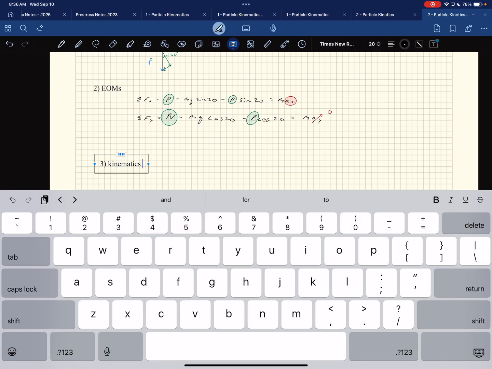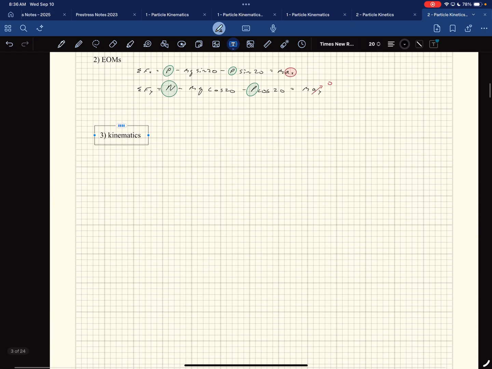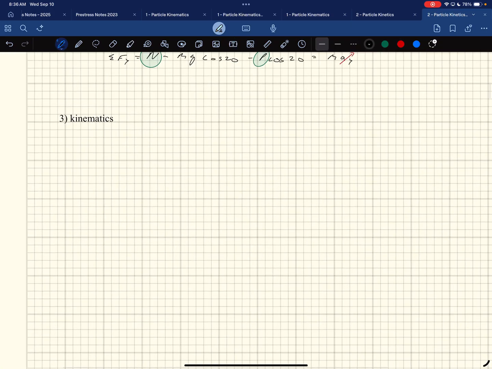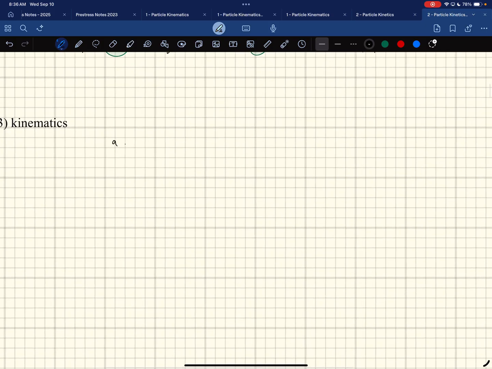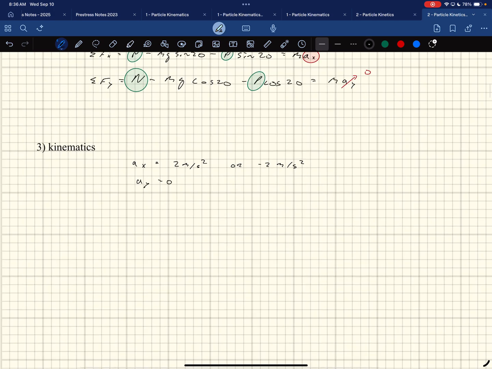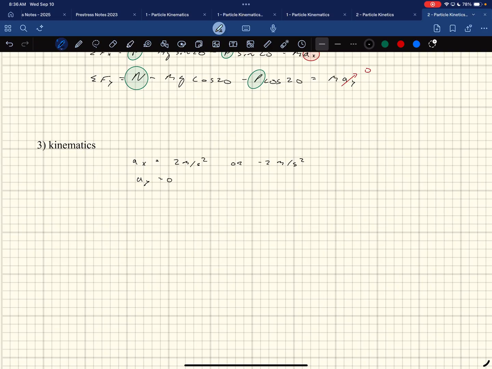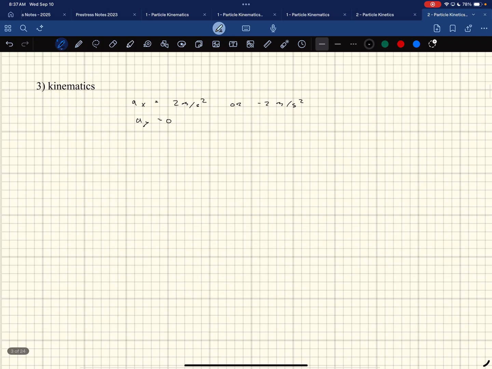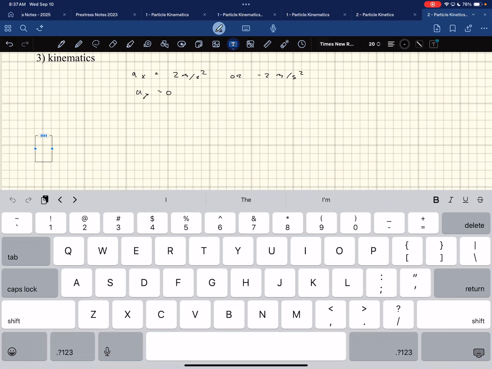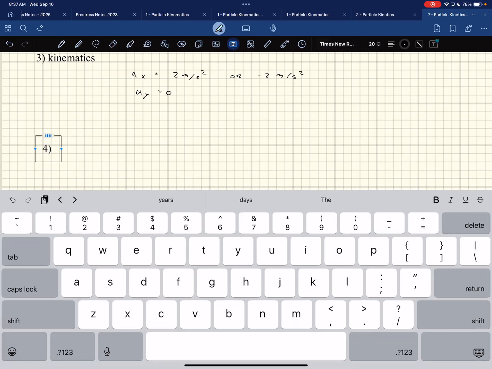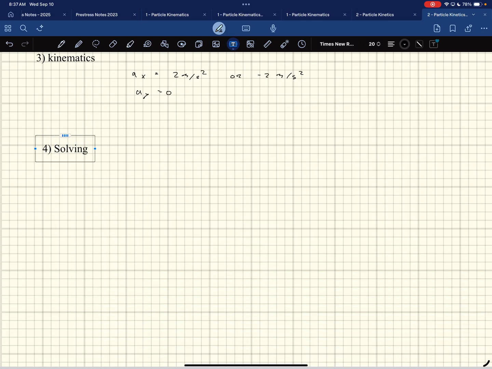Kinematics is just anything related to the geometry of motion and the things given to us related to that geometry. I would make the argument that the kinematics in this case is just that a_x is equal to negative 2 meters per second squared and a_y equals 0. They just tell us what those things are. Okay, so we'll do it.